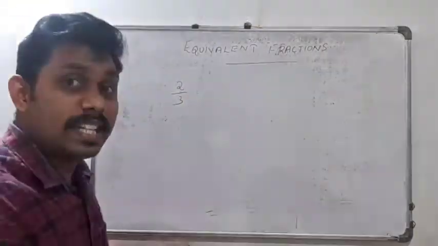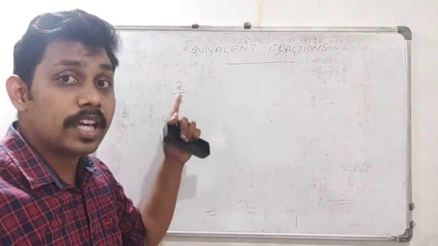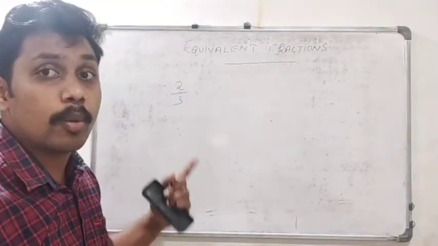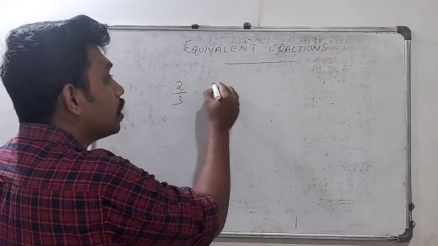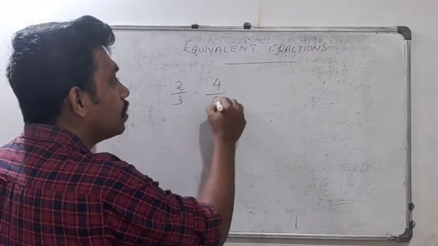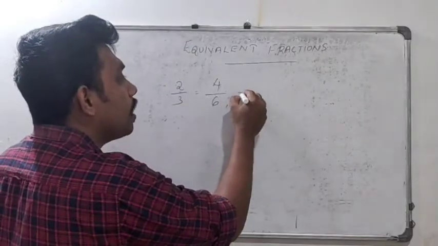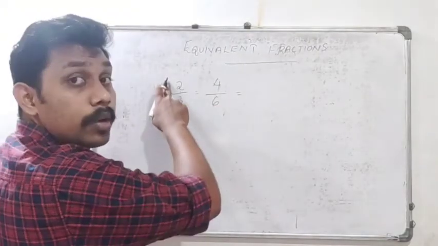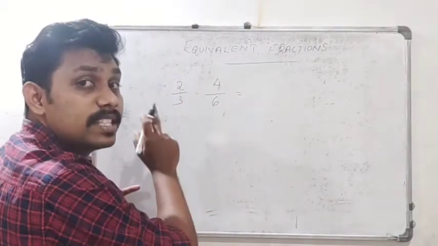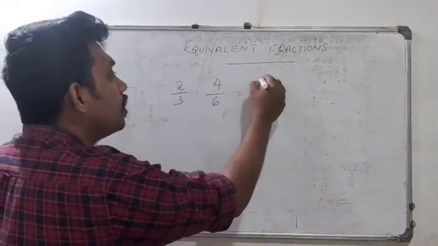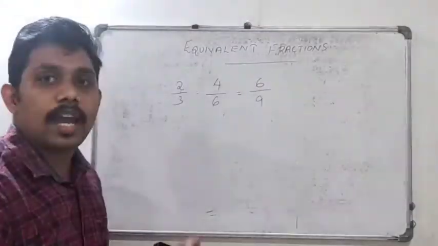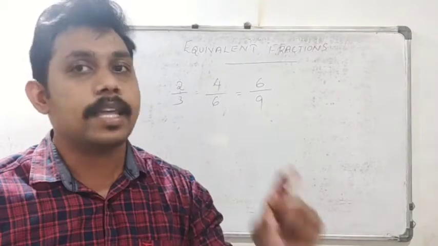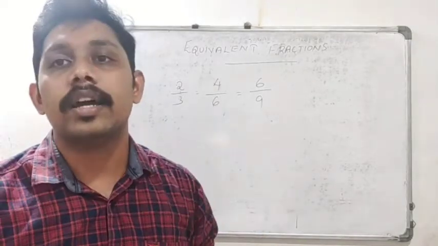If we multiply the numerator and denominator of the given fraction by the same number, say 2, then 2 twos are 4 and 3 twos are 6, isn't it? Again I can multiply the numerator and denominator by the same number. I am taking 3 here. 3 twos are 6 and 3 threes are 9. So I can write many fractions by multiplying the numerator and denominator by the same number. This is called an equivalent fraction.